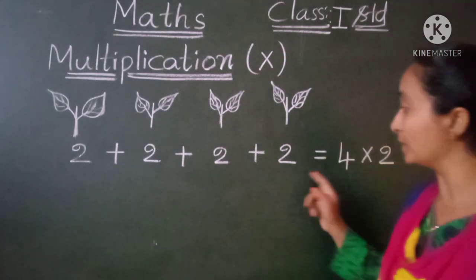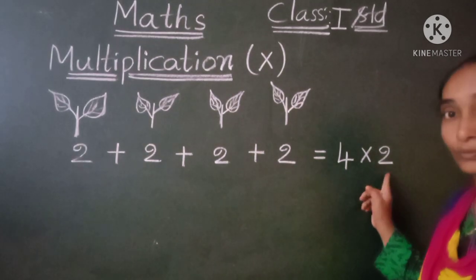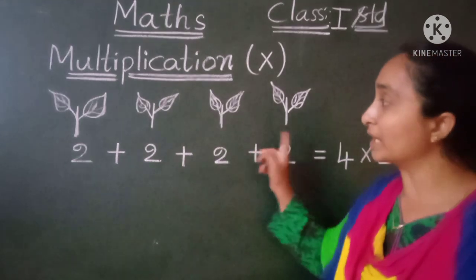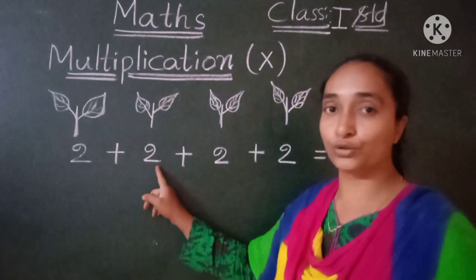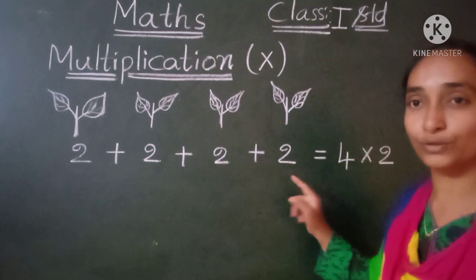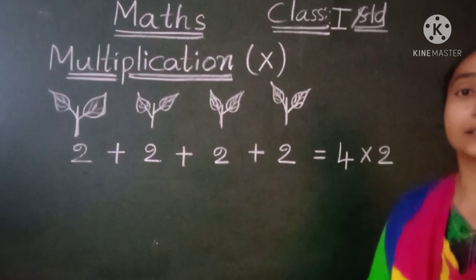So 2 plus 2 plus 2, that is 4 groups. 4 into 2. So 4 2s are, how many are there in total? 8. So 2 plus 2 is 4, plus 2 is 6, plus 2 is 8. So finally 8 leaves are there. 4 2s are 8 leaves.